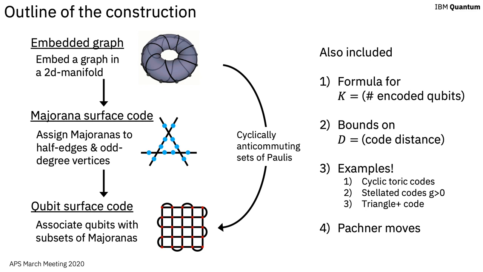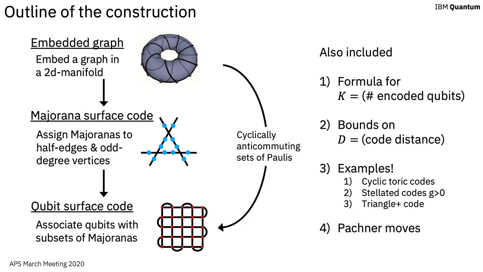And you associate these qubits to the vertices of the graph. And now you end up with a qubit surface code. So if you wanted to skip the Majorana part, we also have a way to do that, if you define what we call cyclically anti-commuting sets of Paulis. Okay, so that's the rough outline of the construction, and we'll go through it in more detail, obviously.